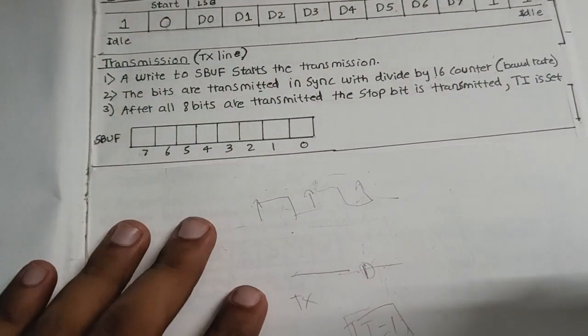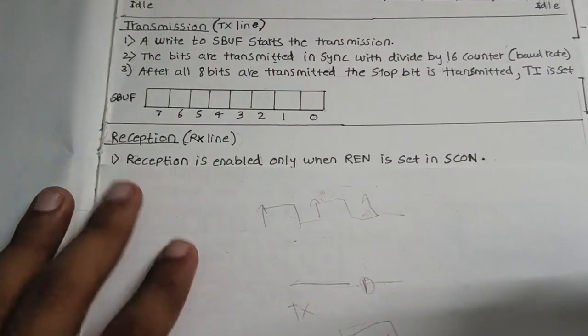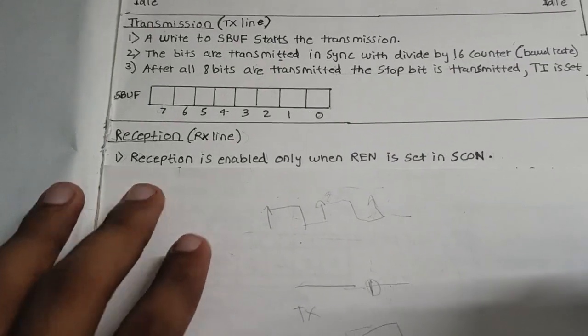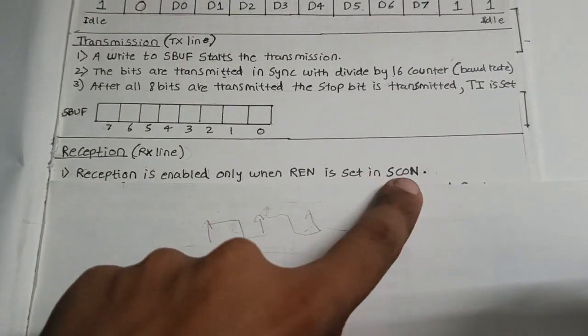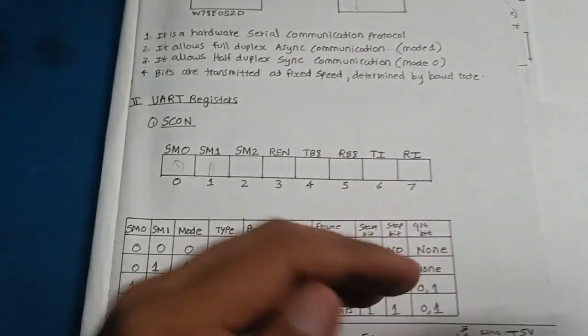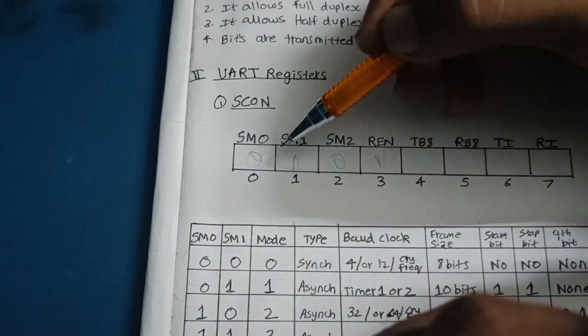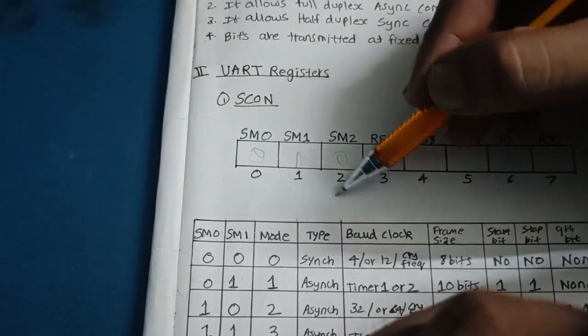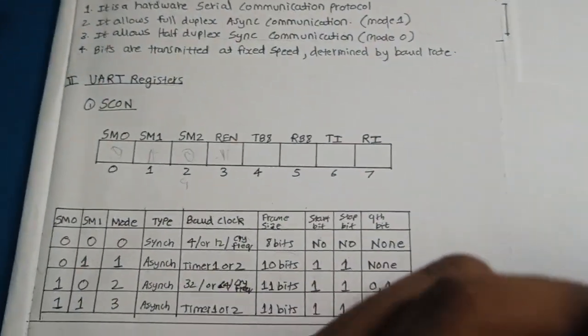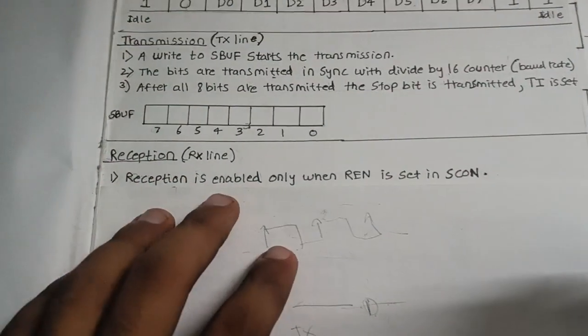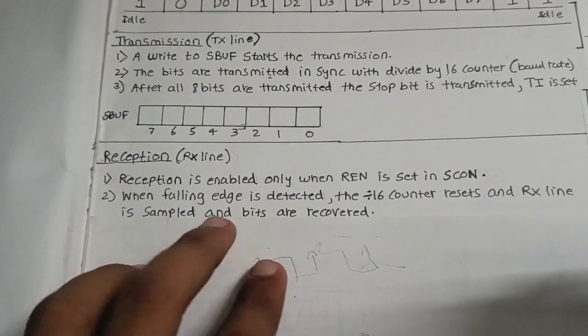So transmission is easy, but receiving is very interesting. The reception is enabled only when REN is set in the SCON. So this bit also needs to be set in the SCON register. This makes it 0101, which is 5. So you have to load 0x50 in the SCON register. Then only receiving is enabled.